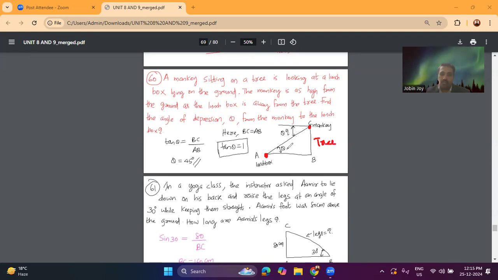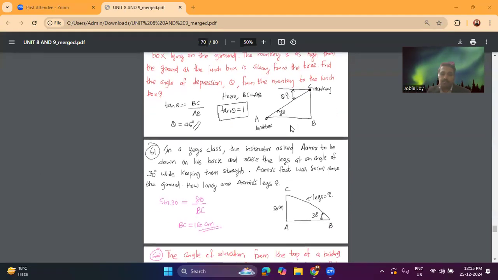So this angle is theta. tan theta is equal to opposite side by adjacent side, so BC divided by AB. It is given that these two distances are equal, which means tan theta is equal to 1. So tan theta is equal to 1 means theta is equal to 45 degrees. So the answer is 45 degrees.